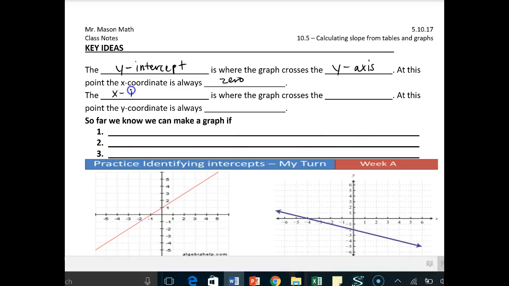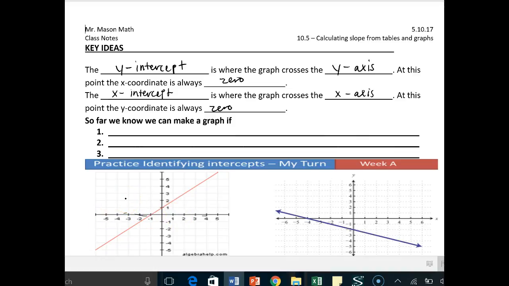On the other hand, the x-intercept is where the graph crosses the x-axis, and at this point the y-coordinate is always 0. So you think about any point along the x-axis, right? The y-coordinate will always be 0.